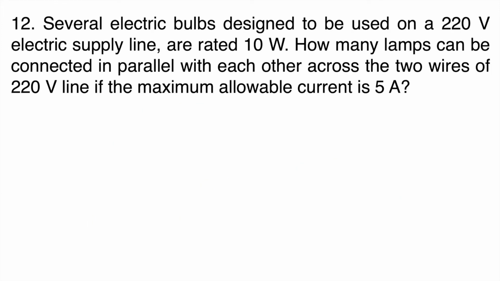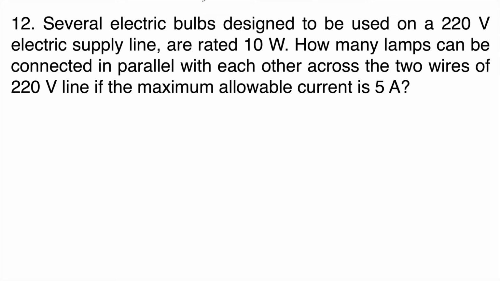Question number 12. Several electric bulbs designed to be used on a 220 volt electric supply line are rated 10 watt. How many lamps can be connected in parallel with each other across the two wires of the 220 volt line if the maximum allowable current is 5 ampere? Here the lamps are connected in parallel. Lamps mean resistors because the lamps have a certain resistance. So the lamps are resistors connected in parallel. We should find the number of lamps when the voltage is 220, power is 10 and the current is 5 ampere.